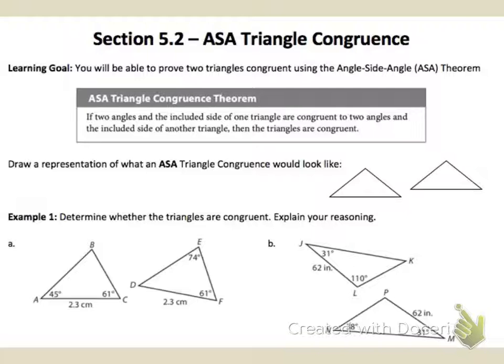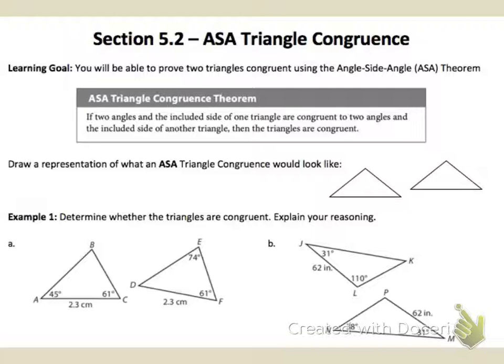And I mentioned that at some point we would show that you wouldn't really need to show all that, that there is some minimum requirements, some shortcuts that we could meet and still be guaranteed that the triangles would have to be congruent. And in today's lesson, we're going to learn the first of those shortcuts, called the ASA triangle congruence theorem.